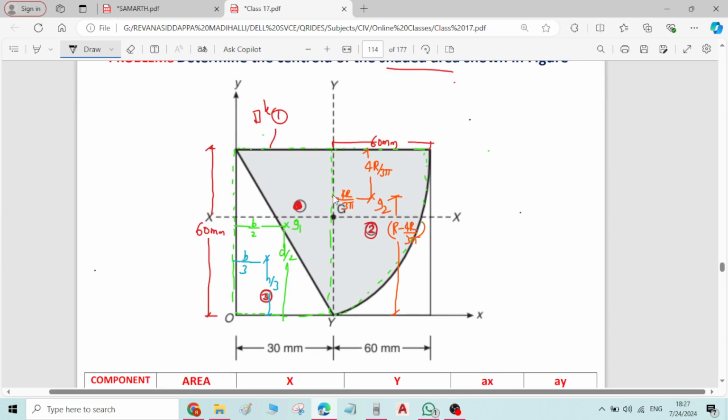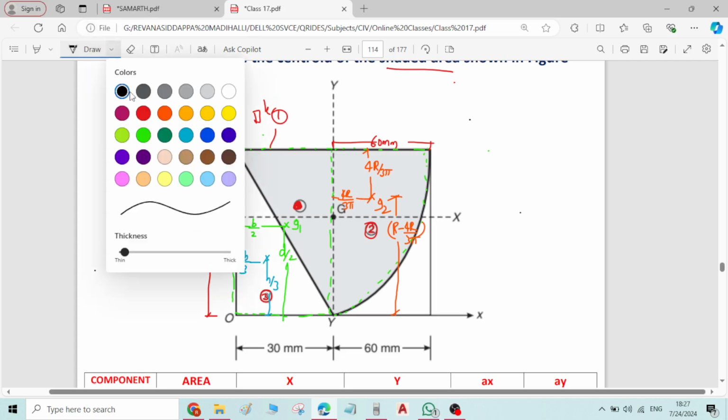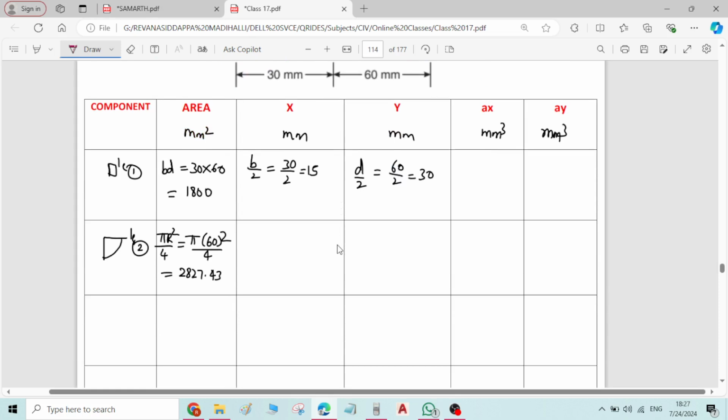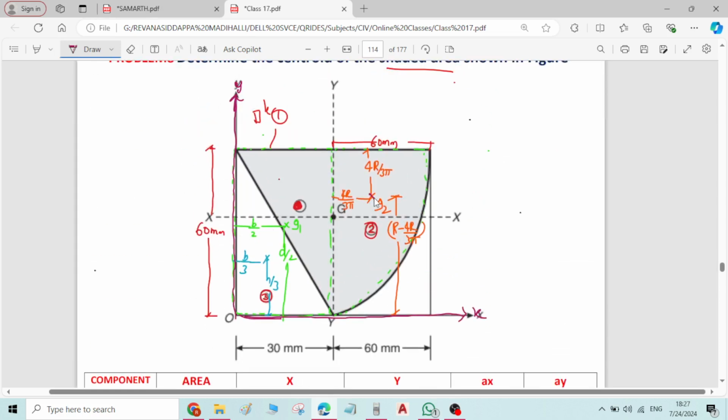See from here, from this line it is 4r by 3 pi. The x value is nothing but the distance of G2 from the reference y axis. Here we have the reference y axis, and here we have the reference x axis. So the x value is the distance of the centroid of the quadrant of the circle from the reference y axis.